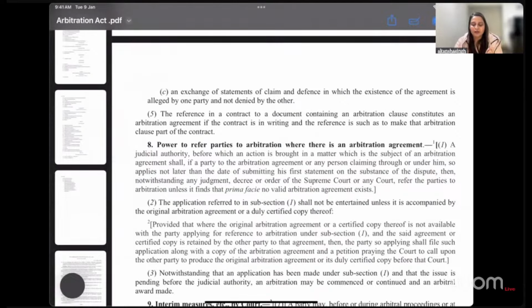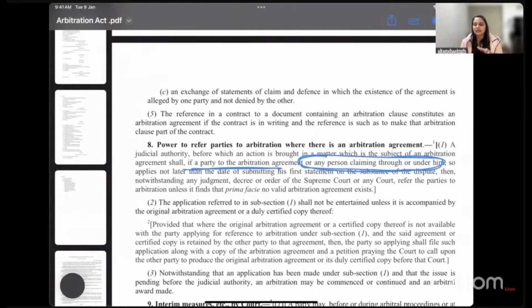A judicial authority before which an action is brought in a matter which is subject to an arbitration agreement shall, if a party to the arbitration agreement or any person claiming through or under him so applies... any person claiming through or under him, not just the party to the arbitration agreement.